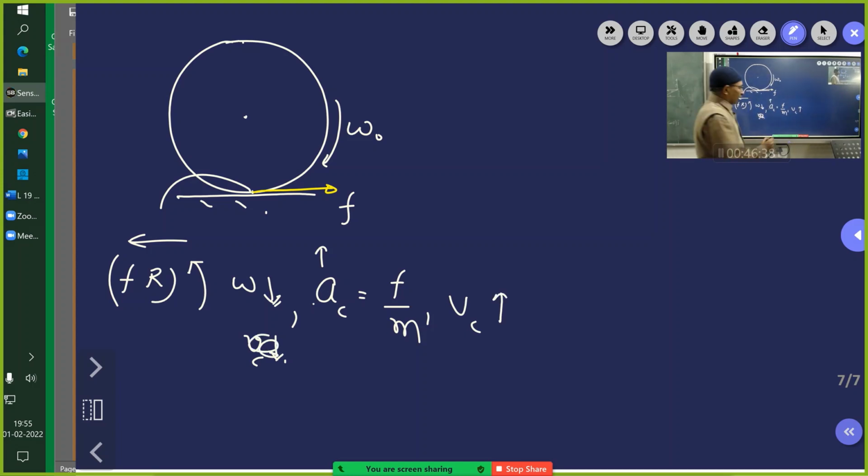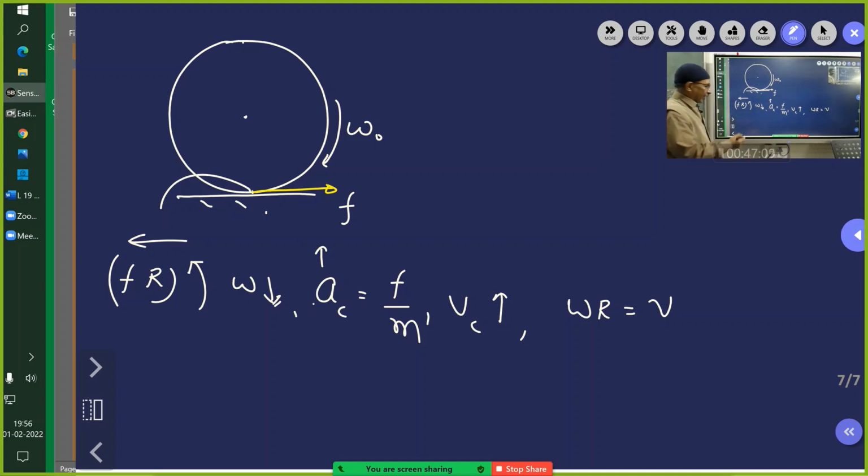Omega goes on decreasing. So as this happens, there will be a point where omega R will be equal to BC. And then what happens? It starts rolling without slipping forever. We have discussed this in the first class itself. So this is what is going to happen here. This is the first part of the problem.